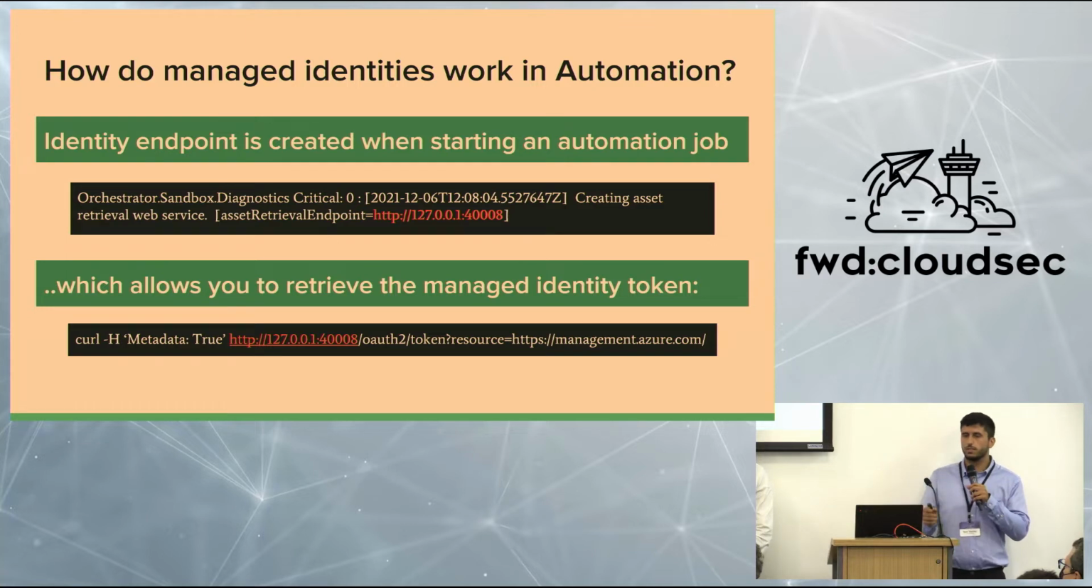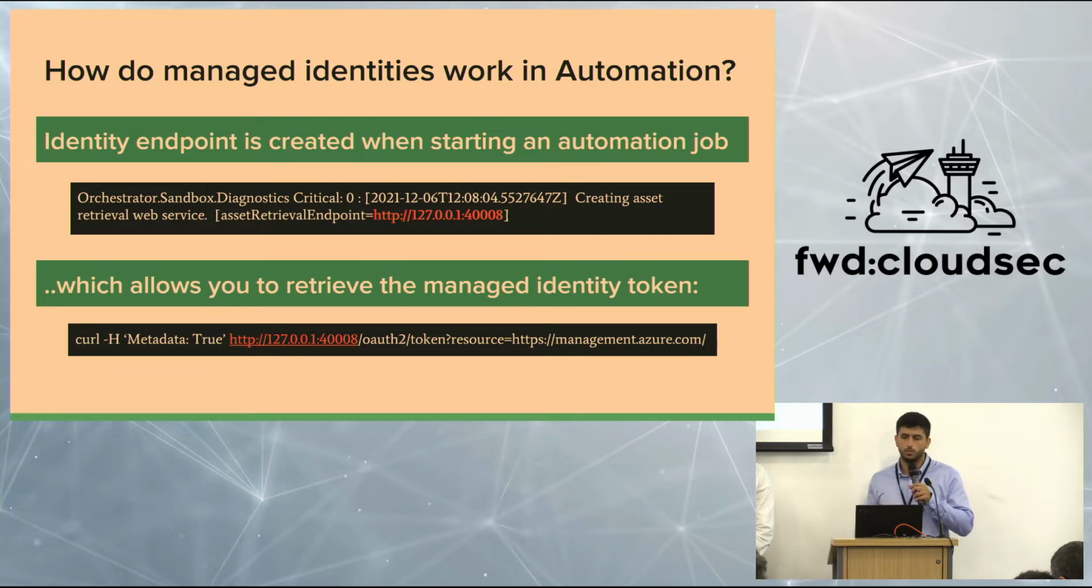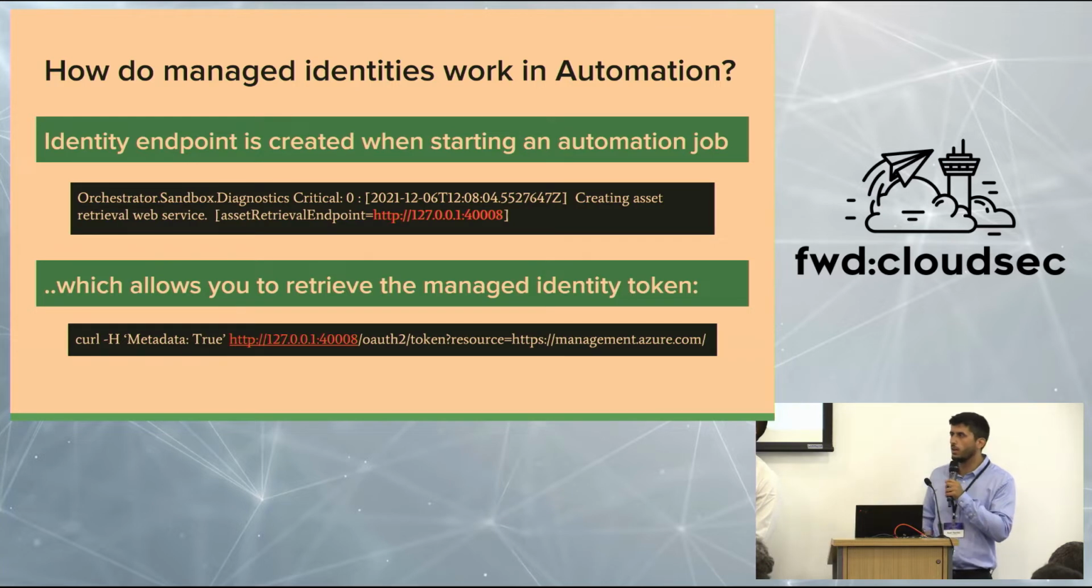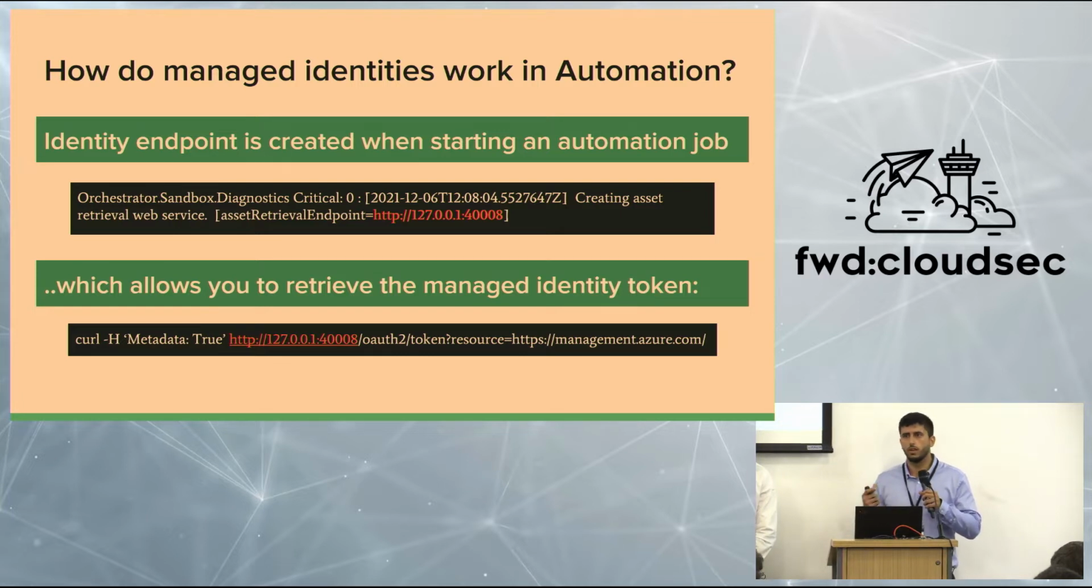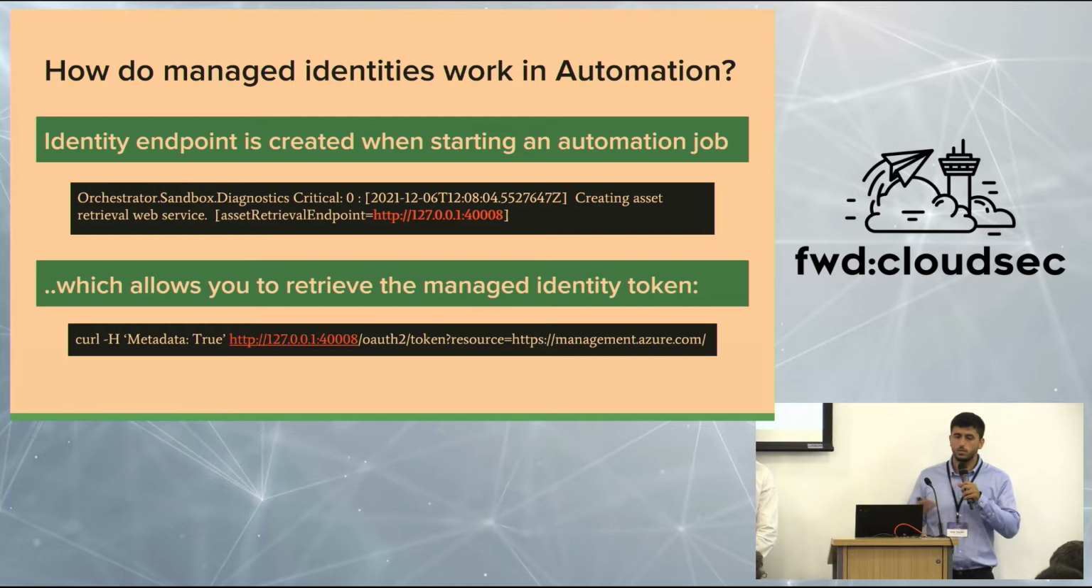And in this log line, you can see that a new web server is set up. This is a web server that is local, and it has a strange port, 40008, which immediately raised my suspicions. I was thinking, why 40008? And when I was executing new jobs each time, the port changed, which really also raised my suspicions. So how do you get the token? You simply make a request inside the shared sandbox.